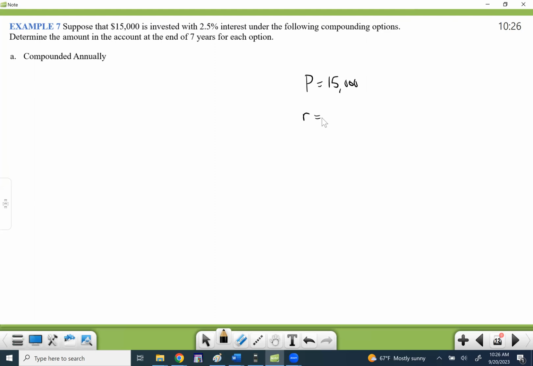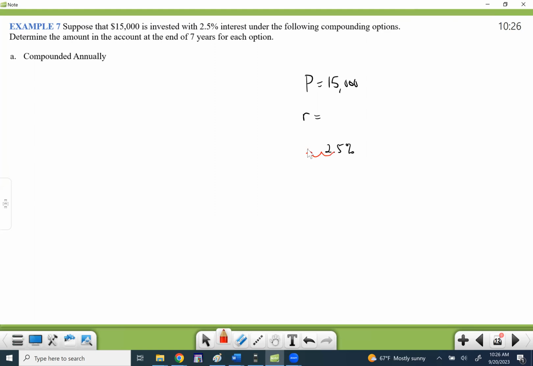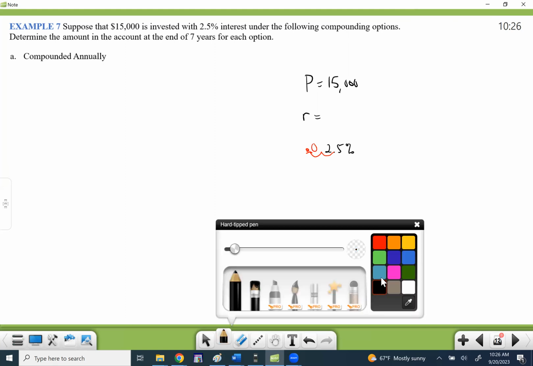Now remember, the rate can't be a percent. It has to be a decimal. So we're going to take that 2.5% and we said we're going to move the decimal twice. So it's going to go right here. So you have to put a 0 in. So it's going to be 0.025.